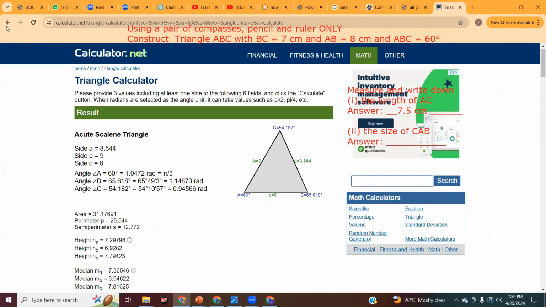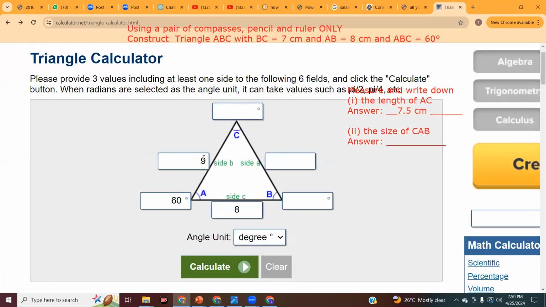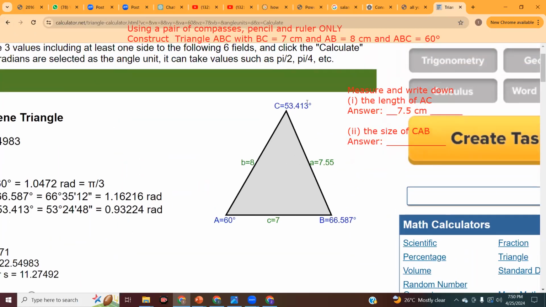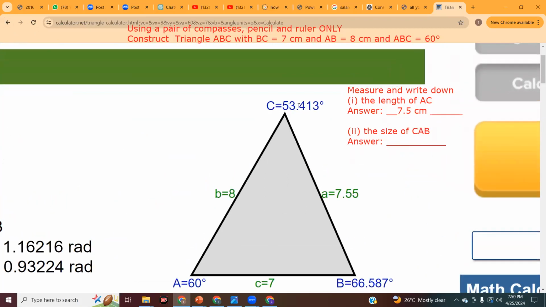So if we do it again, this side, we change this to 8 centimeters. This side that's still 60. This side we change it to 7. What should this be? Oh, 53.4. So basically 53 because you round it. If you round it to the nearest whole number, it's going to be 53. So 53 is the answer.